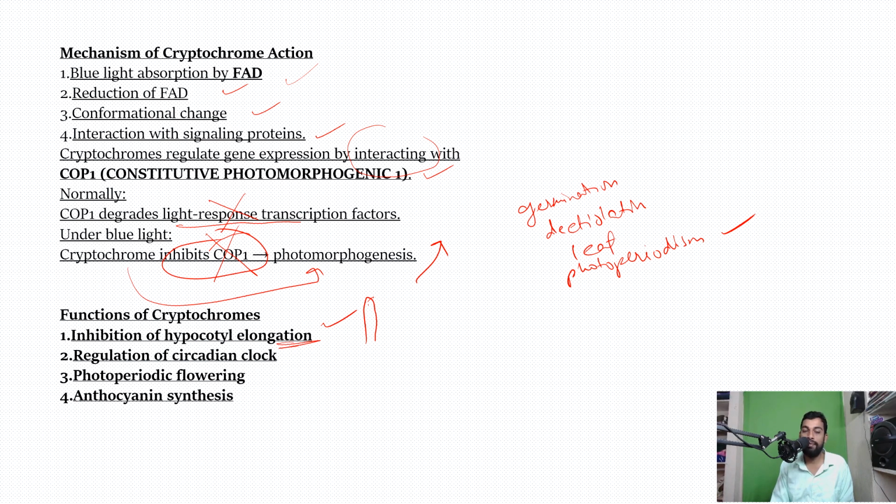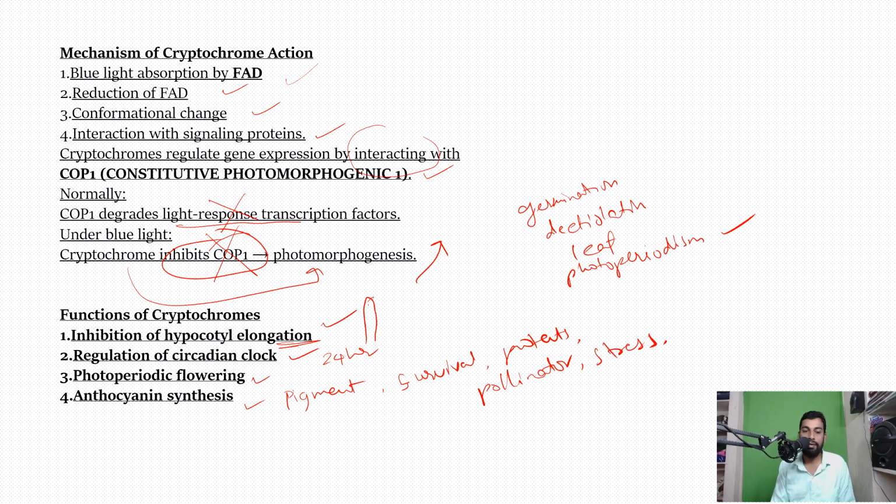Regulation of the circadian clock, so maintaining the internal clock. Photoperiodic flowering when there is sunlight. Anthocyanin synthesis. Anthocyanin is also a pigment. It is useful for survival, like how we apply sunscreen to the face, so it protects from the sunlight. It also attracts pollinators. It is also useful in stress conditions. So what is happening here?